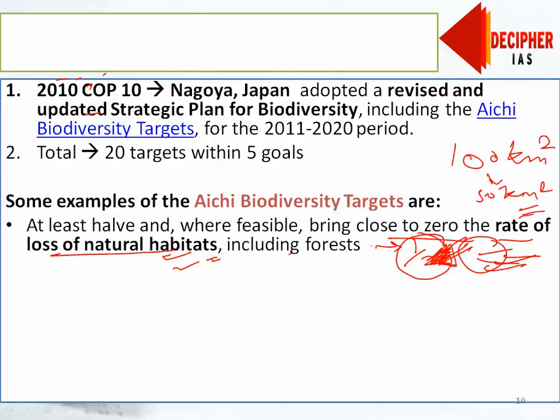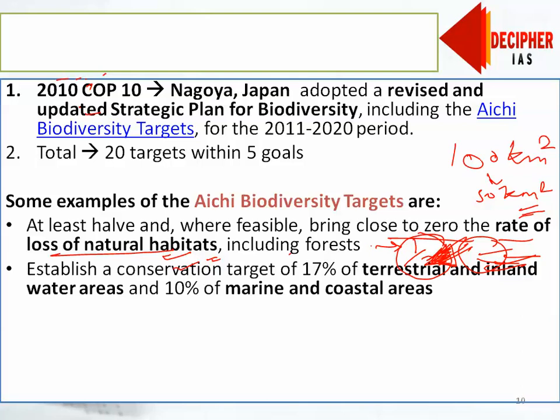Fine. Now we should establish a conservation target of 17% of terrestrial and inland waterways. Obviously rivers, lakes, etc. should be conserved so that the animals, plants and all can satisfy their water needs. And then 10% of marine and coastal areas should be conserved.